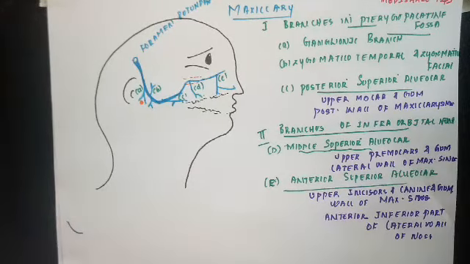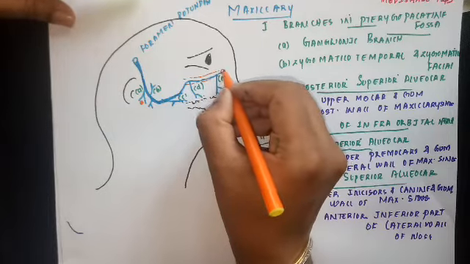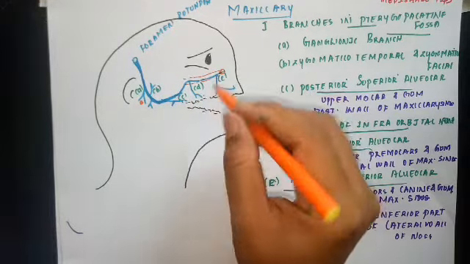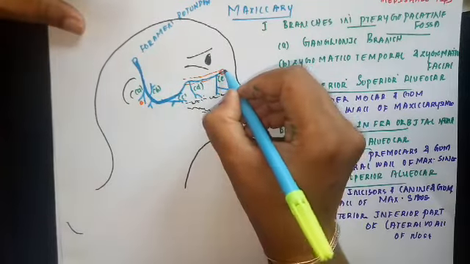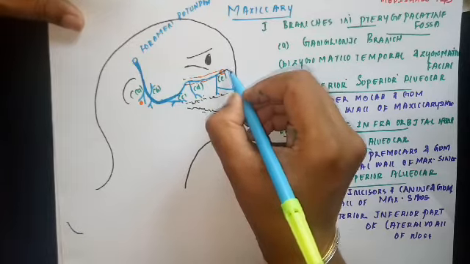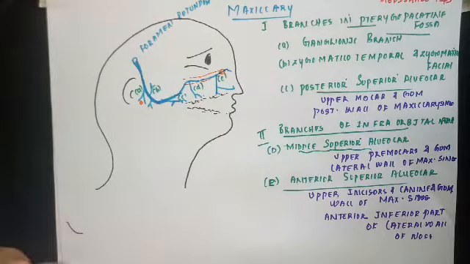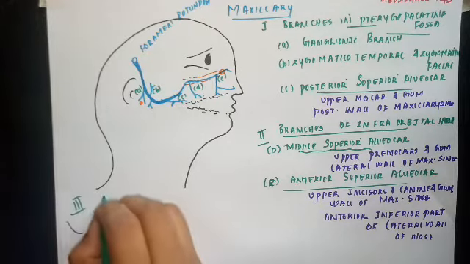After running through the infraorbital canal, the nerve emerges through the infraorbital foramen. This is the infraorbital foramen. Emerging out, it reaches the face. So, what are the branches given in the face?